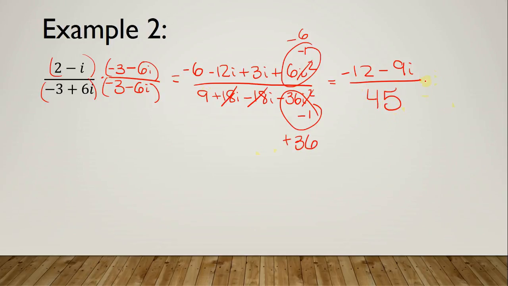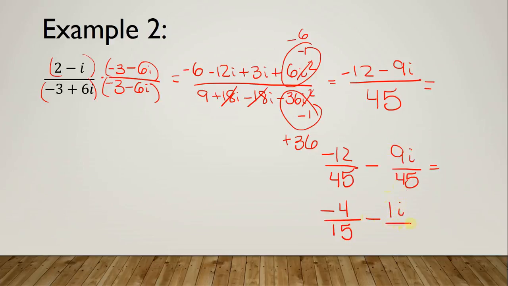Now, if I split it into its two pieces, I get -12 over 45 minus 9i over 45. Now, you're probably saying, Marsh, we're done. Hold up. We're actually not, because there's a number in 12 and 45. That's not a simplified fraction. I know, I'm sorry. But let's simplify it. I know a 3 can divide into both of those. So I'll get -4 over 15. And then a 9 can divide out of both of those. So I'll get 1i over 5.